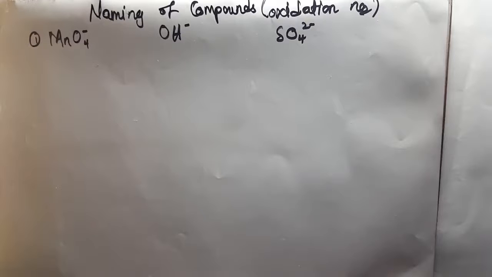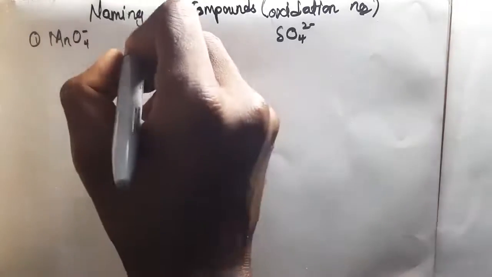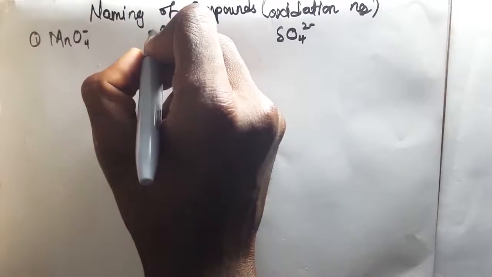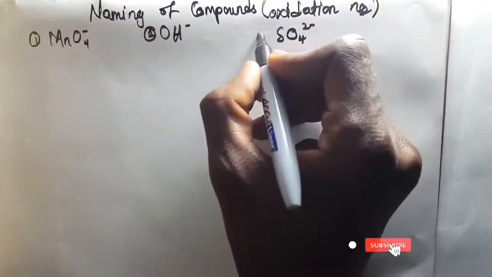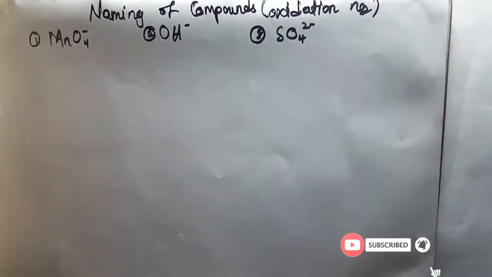We have some examples here, and with the first one we have manganese and then oxygen with 4 atoms and a negative charge. Then you also have the second one, hydroxide ion, and the third one you have SO4 2 minus. Now we'll look at other examples, but in these examples what we are going to look at is in this way.